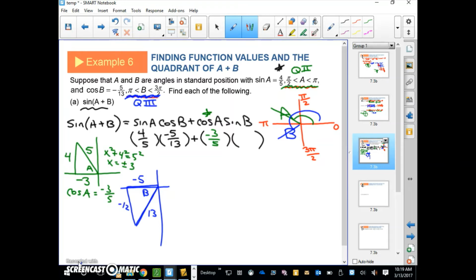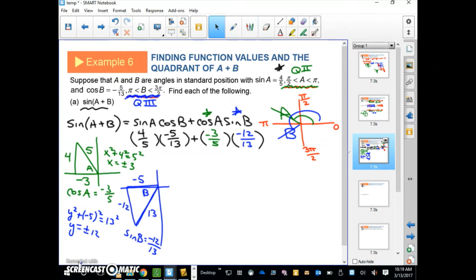Sometimes you memorize these patterns and you just know what that's going to be. If you didn't know that, you'd say y squared plus negative 5 squared equals 13 squared. And you'd solve that out and we get y equals plus or minus 12. And you know, oh, third quadrant, the y numbers are going to be negative. And so the whole point of this was we need to know that sine B. And sine B is the ratio of y over r. And so we know sine B is negative 12/13.